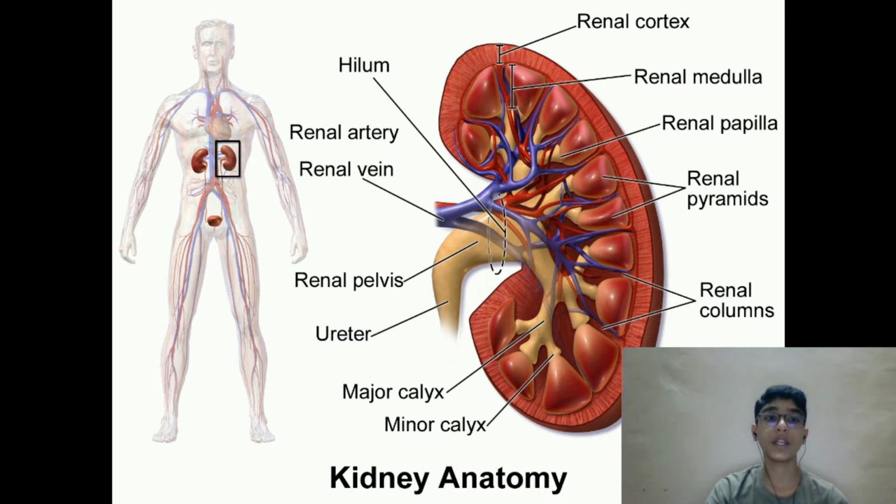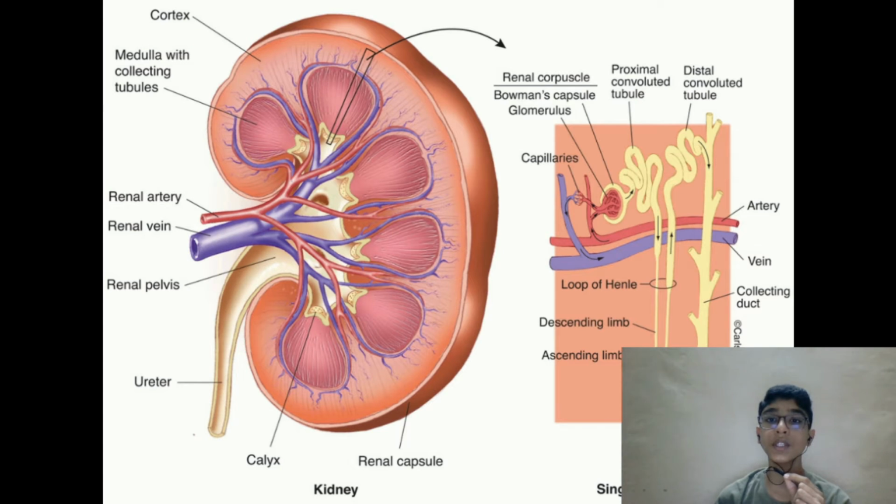Structure of the kidney. Capsule. The outer layer is called the capsule. Inside the kidney, there are two zones. The outer zone is the cortex and the inner zone is the medulla. The cortex extends in between the medullary pyramids as renal columns called columns of Bertin.